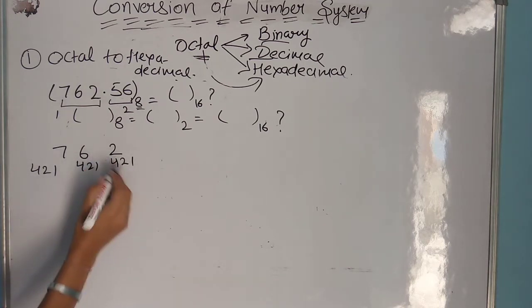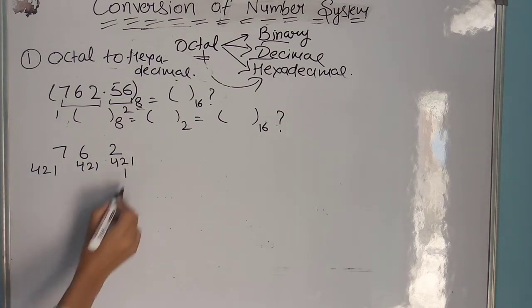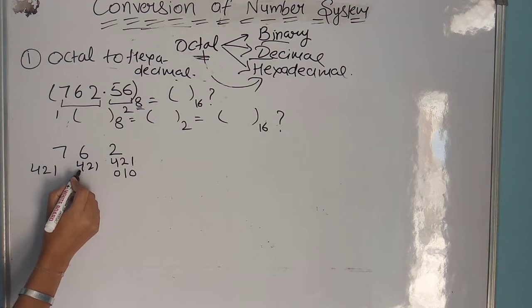How can we define 2 in binary? If we turn on this bit only, the rest of the bits are 0. Now 6 is the combination of 4 and 2.